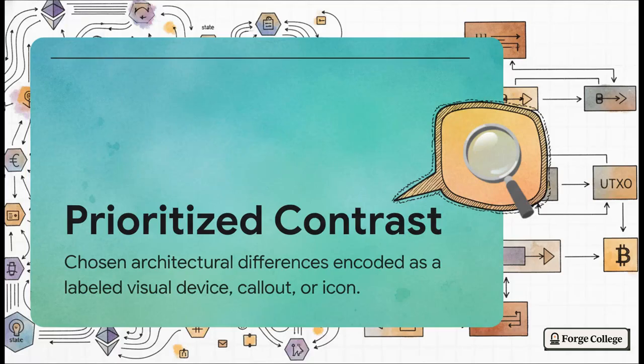A blueprint is pretty much useless if you can't read the symbols. Imagine mistaking a solid brick wall for a door. Ouch. To avoid that, we use what's called a prioritized contrast. We take a specific visual device, like say a bold dark green callout, to literally show rather than just tell the differences. It's how we clearly highlight complex contrasts, like Ethereum's heavy statefulness versus Bitcoin's UTXO simplicity. It instantly takes a highly technical concept and makes it totally understandable.